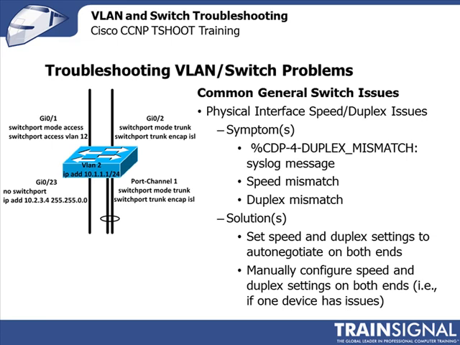If you have something hard-coded on one side and auto on the other, or you have them hard-coded on both sides and they're done differently, it's not going to be able to auto-sense anything. So you can have speed mismatches and duplex mismatches as a result. If that's the case, set speed and duplex settings to auto-negotiate on both ends, or make sure they're set for the same speed and duplex on both ends.